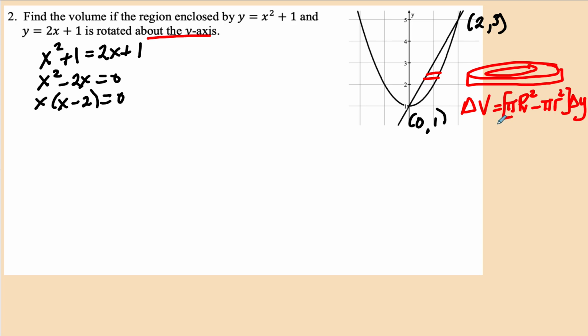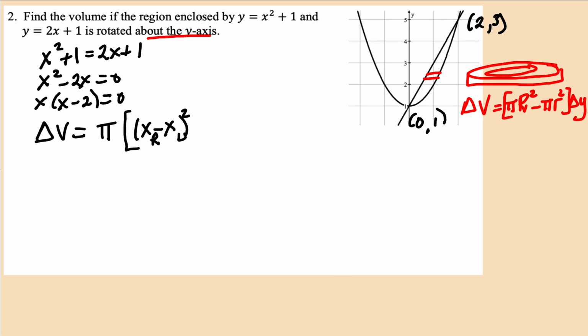And I think what I'll do is I'll set up one integral instead of what I was doing before. So I'm going to set up my little piece of volume. And that's going to be equal to, I'm just going to write pi, because they both share a pi, and then I'm going to write the big radius squared. So the big radius will be the x on the right, minus x on the left, quantity squared.